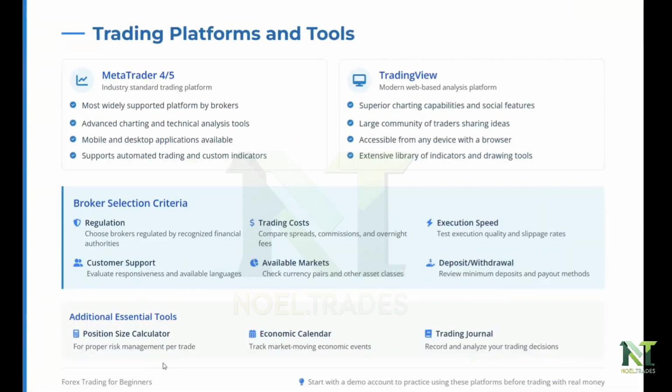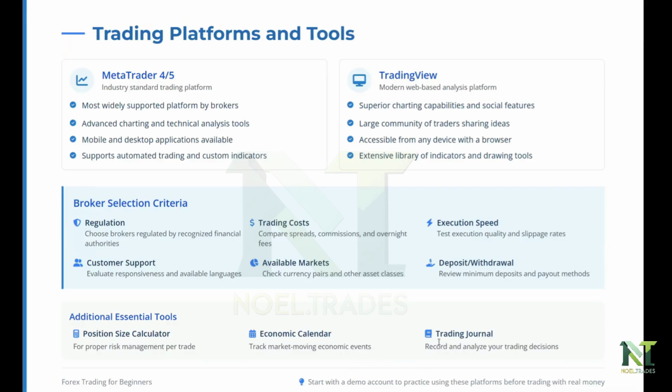Now you need to know additional tools. We have the position size calculator. You need the economic calendar. The position size calculator is just how to calculate your risk margin in a trade, so that you know the amount you would be risking or not risking in a trade. We have the economic calendar. That is where you track all the upcoming news events, so that you can stay ahead of what is going to happen before it even happens.